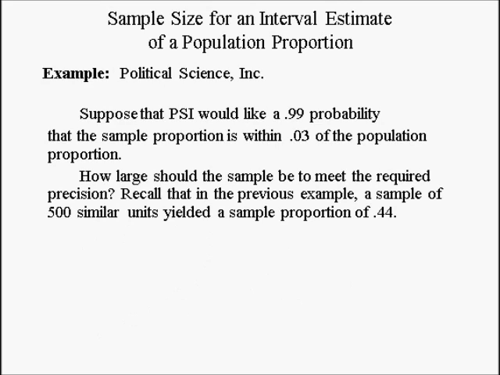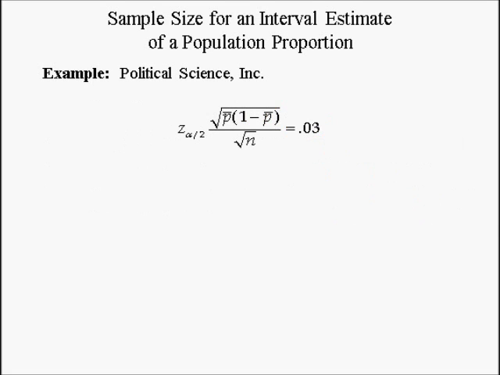Suppose that PSI would like a 0.99 probability that the sample proportion is within 0.03 of the population proportion. How large should the sample be to meet the required precision? Recall that in the previous example, a sample of 500 similar units yielded a sample proportion of 0.44. This is our p star. In this example, we could set the desired margin of error to 0.03 and then solve this for n. This is unnecessary since we have an equation for the necessary sample size.